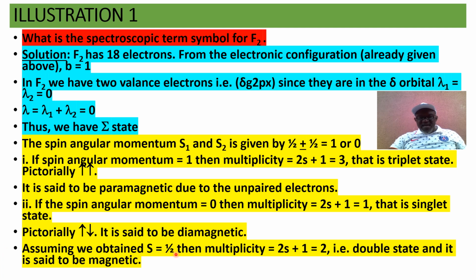Assuming our S is equal to half here, then our multiplicity will be 2 times half plus 1. 2 times half is 1, plus 1 is 2. And we'll say it's a doublet state, and it is said to be magnetic.